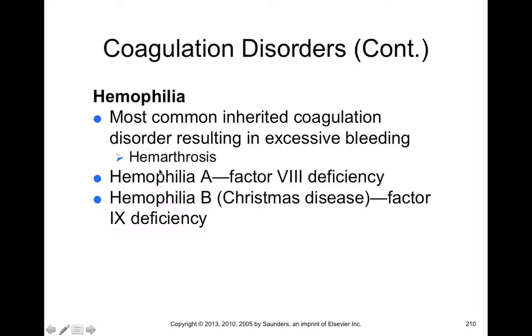Now, there are different types of hemophilia. Hemophilia A is due to a deficiency of factor 8. Hemophilia B is due to a deficiency in factor 9. But with both of these, what we find then is that the extrinsic and intrinsic pathways are affected, and therefore they can't form a proper fibrin mesh to get a nice blood clot to stop excessive bleeding.